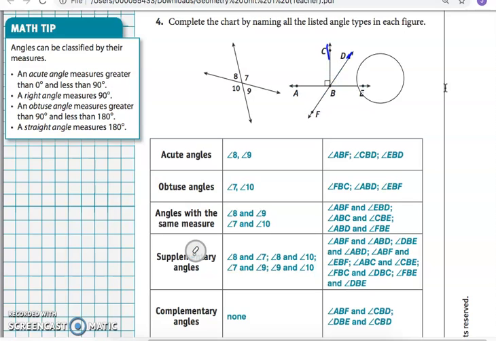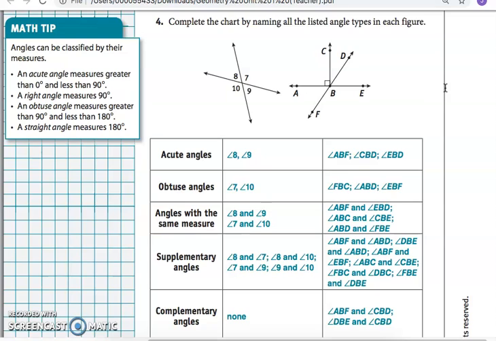Your obtuse angles might be a little bit tougher to see because some of them are hidden. But you've got angle FBC, right? So that's kind of strange having to go to the middle of an angle. Angle ABD, so this is in a different color. ABD, that's obtuse. And you've also got angle EBF. Okay, so there's your three obtuse angles in this figure.